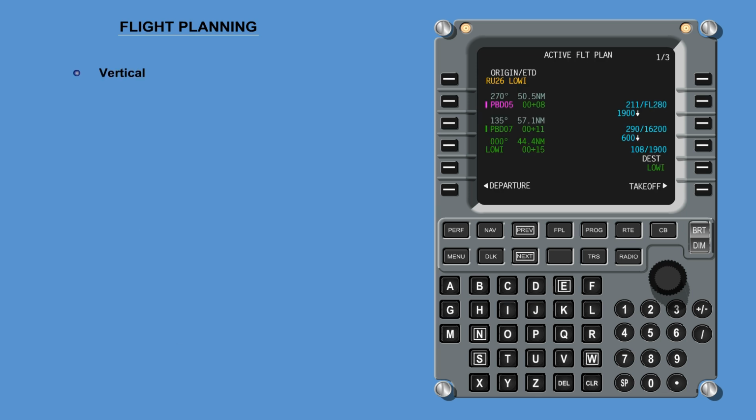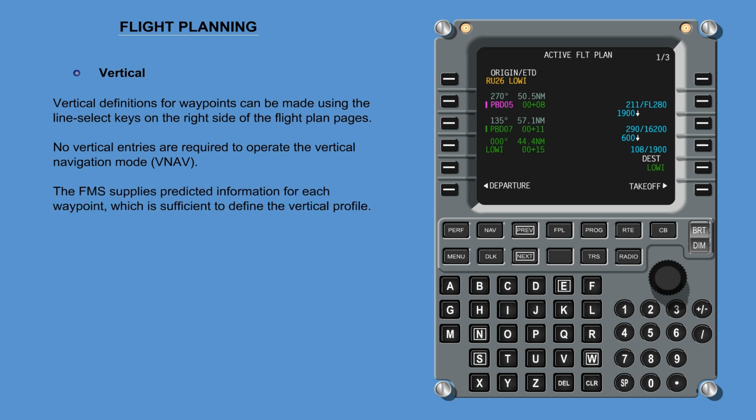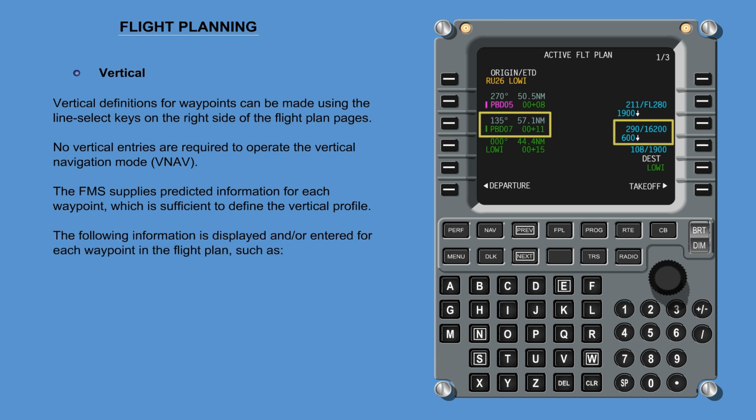Vertical flight plan. Vertical definitions for waypoints can be made using the line select keys on the right side of the flight plan pages. No vertical entries are required to operate the vertical navigation mode, VNAV. The FMS supplies predicted information for each waypoint, which is sufficient to define the vertical profile. The following information is displayed and/or entered for each waypoint in the flight plan, such as altitude, speed, angle, vertical speed, constraint type.